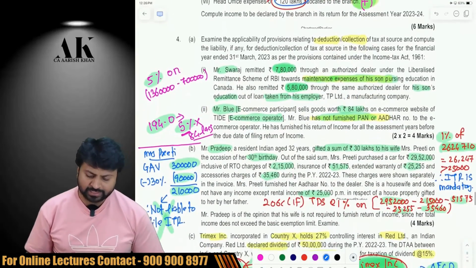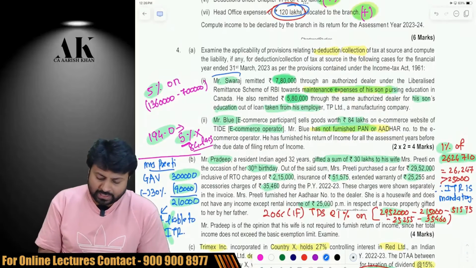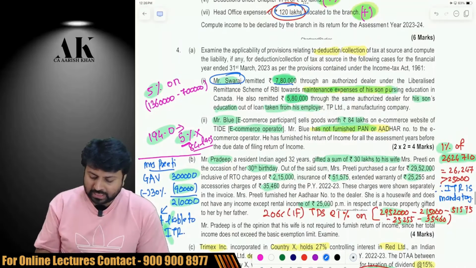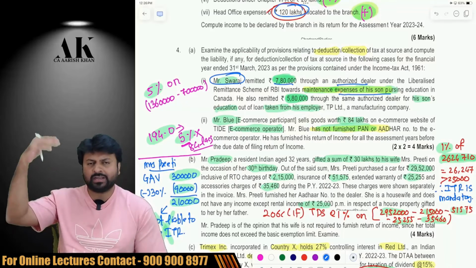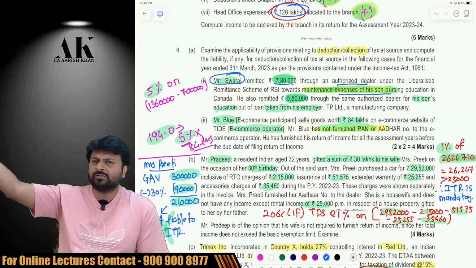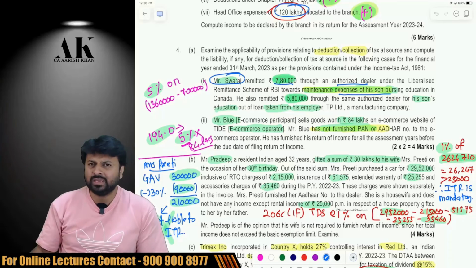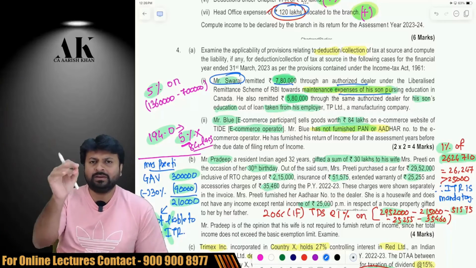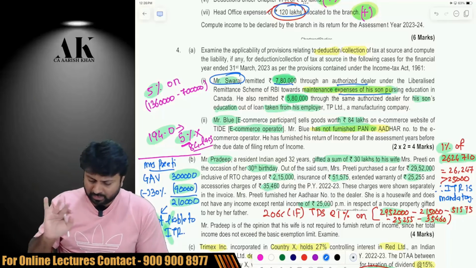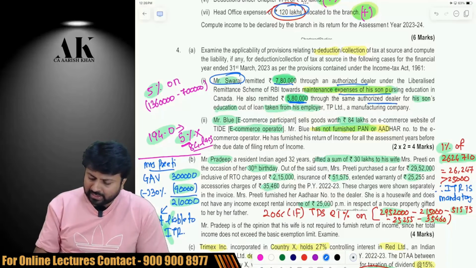Next question is based on TDS. There is a person, Mr. Swaraj, who is remitting some 7,80,000 outside India through an authorized dealer for the maintenance expenses of his son who is studying outside India. Suppose my son is studying outside India and I am sending 7,80,000 rupees for his maintenance expenses. So, there is a 7 lakh exemption, and 5% TCS applies in excess of 7 lakh rupees. Next, he is also remitting 5,80,000 through the same dealer for his son, out of the education loan taken from his employer.